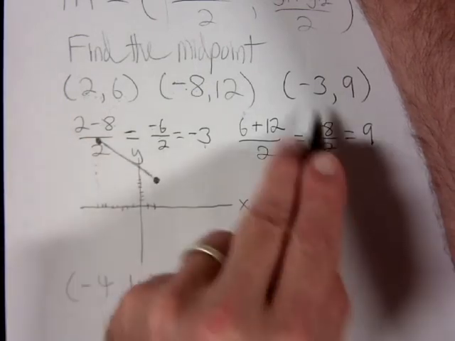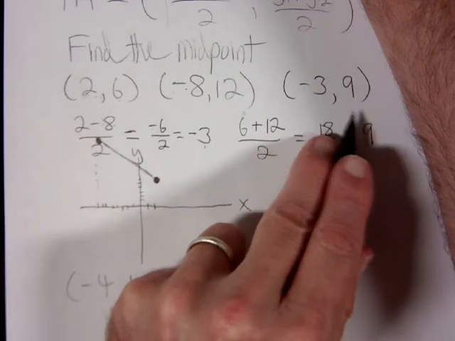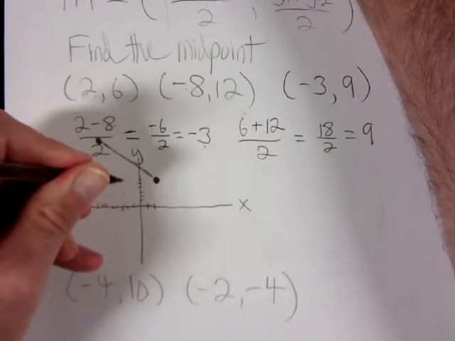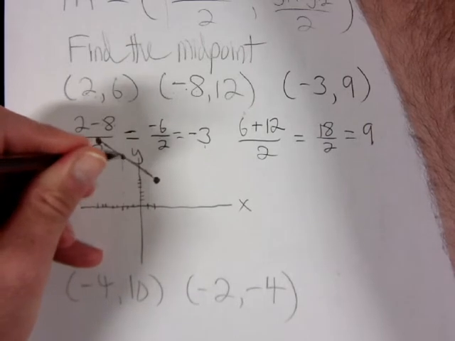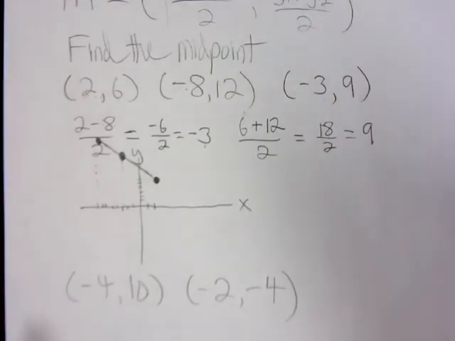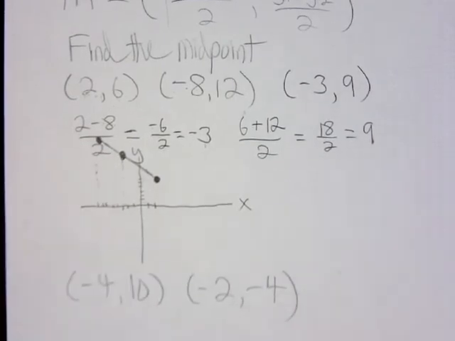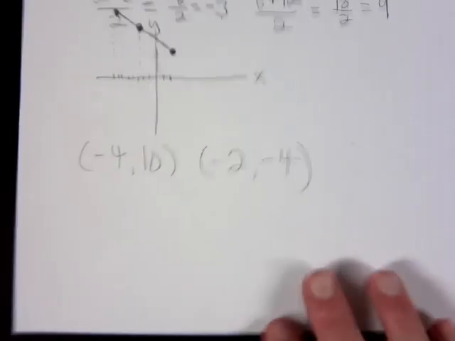And the midpoint we calculated to be negative 3, 9. So negative 3 is over 3 and up 1, 2, 3, 4, 5, 6, 7, 8, 9 right here. And so we can see indeed that is the middle of the segment, the midpoint. Okay? A couple more practice problems we want to look at here.